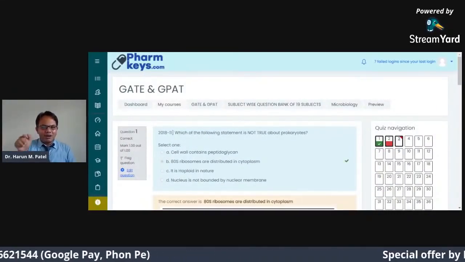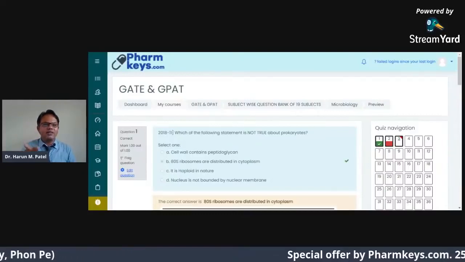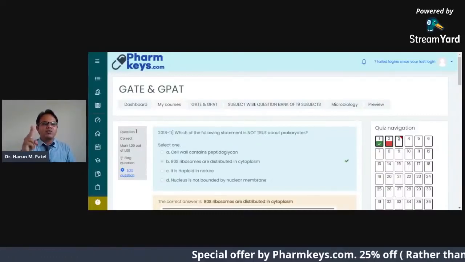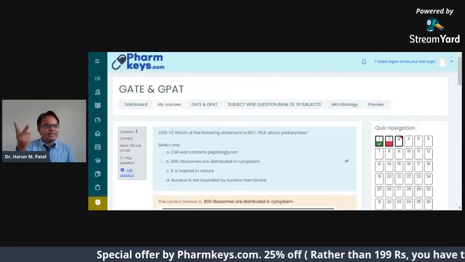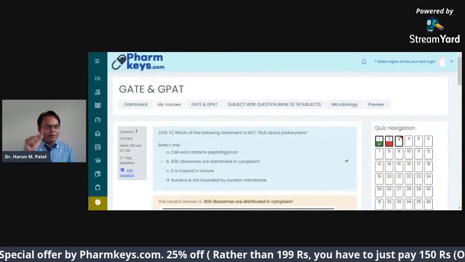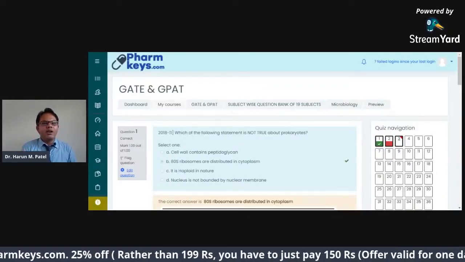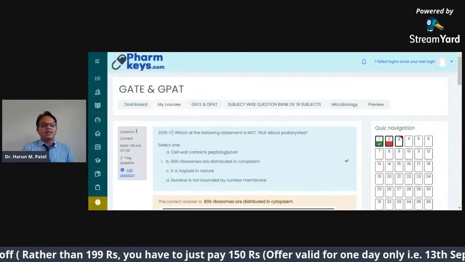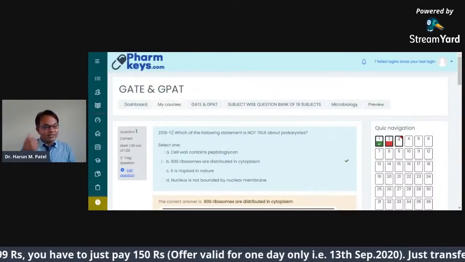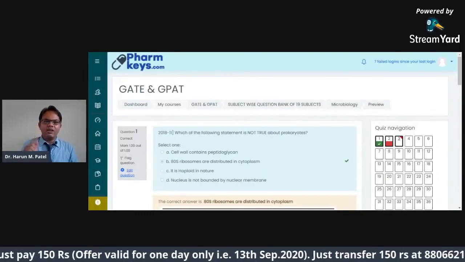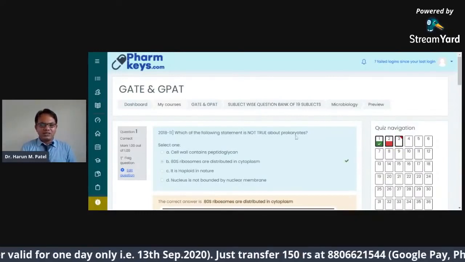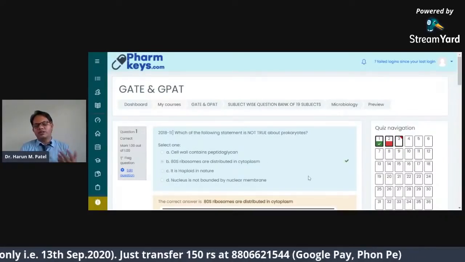And this red color mark indicates that in such a kind of question you are confused between two options. You know very well that C and D are not the answer, but the answer may be from A or from B. In that case you can use the flag option, and the same kind of flag option is also available in the GPAT examination.